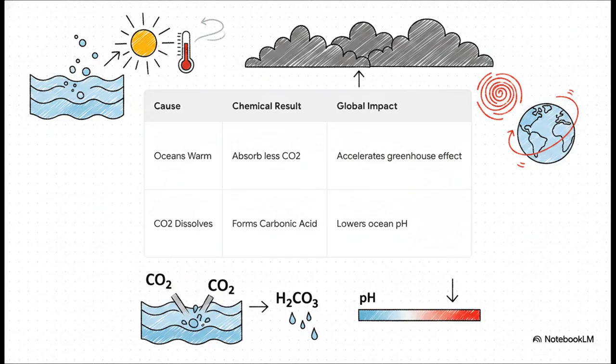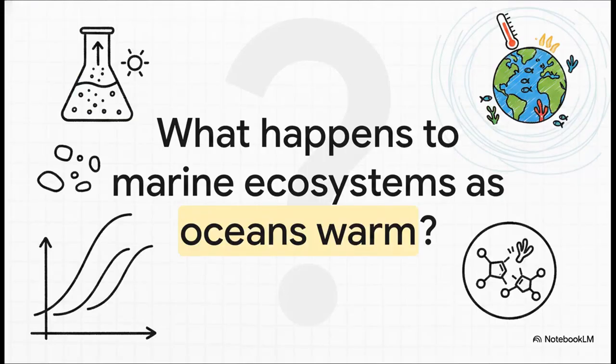But the CO2 that does manage to dissolve causes a second massive problem. It chemically reacts with the water to form carbonic acid, or H2CO3. This actively lowers the ocean's pH, which is a really destructive process known as ocean acidification. So the crucial point is this. We aren't just looking at abstract charts on a page here. The basic mechanics of solubility, this incredibly precise relationship between temperature, solvents, and solutes, these mechanics are currently rewriting the chemistry of our oceans.